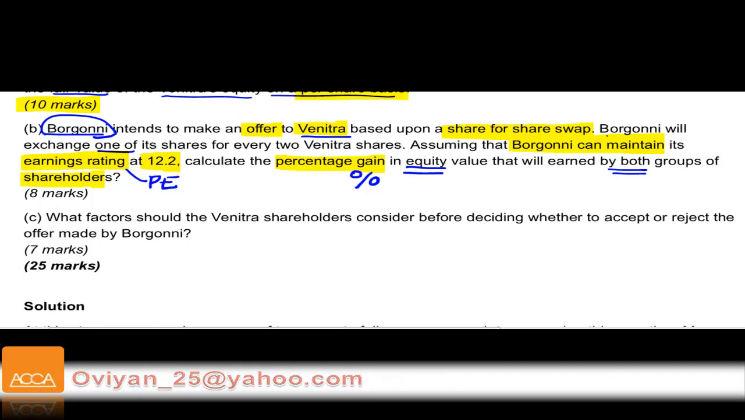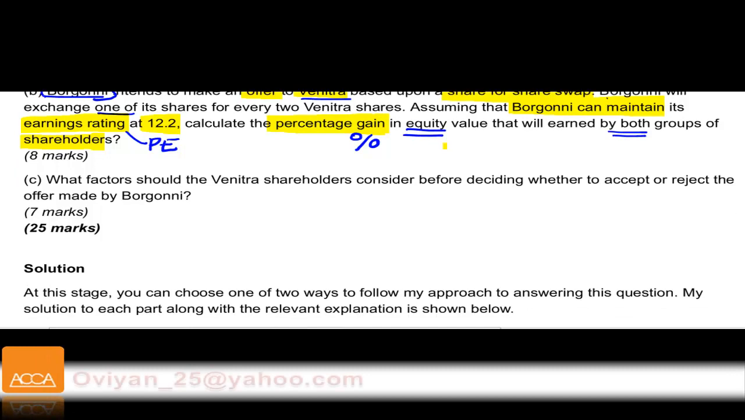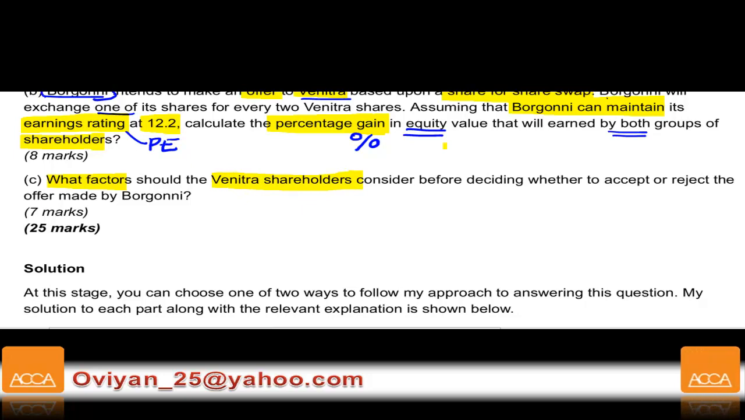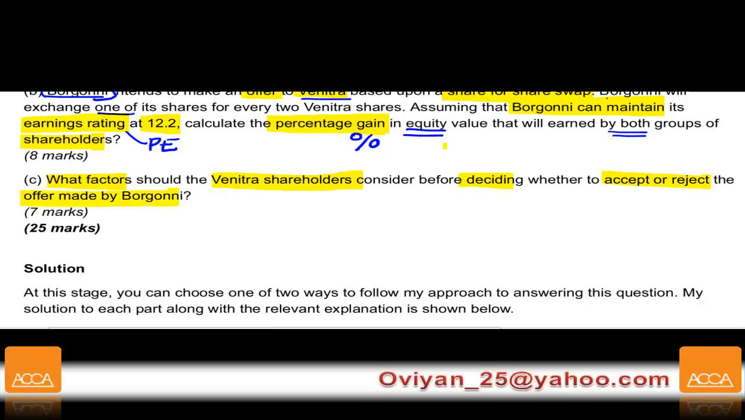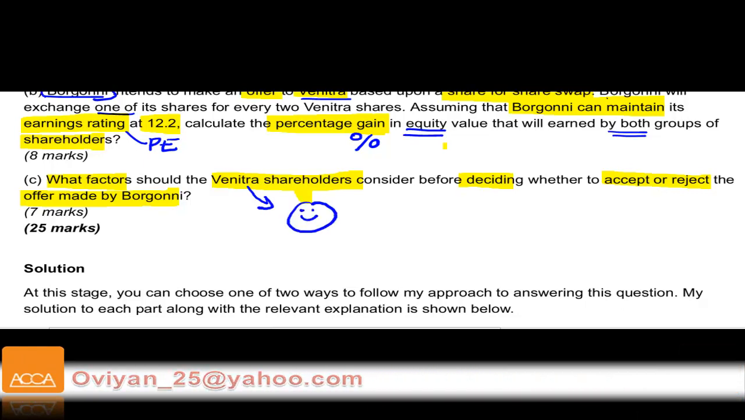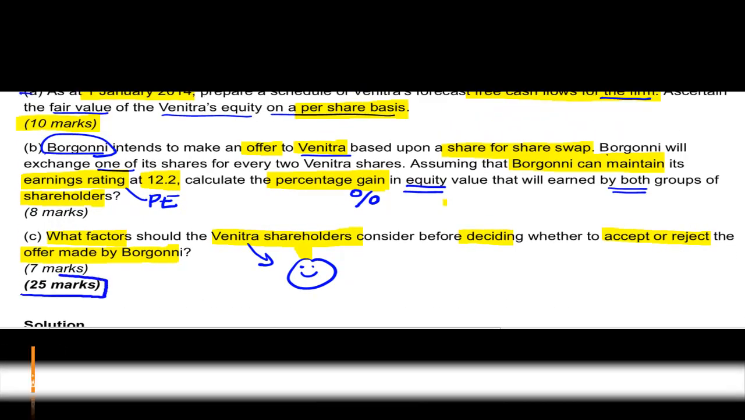Now, this is going to be your post-acquisition valuation, and how that will make the equity value go up compared to pre-acquisition. Now part C of the question is: what factors should Vinitra shareholders consider before deciding whether to accept or reject the offer from Borgoni? And it's going to be 7 marks. Now that will be explained to you in great detail. So it's basically to decide whether Vinitra shareholders are happy. If they're not happy, what do they want? Now that will be giving us a total of 25 marks.